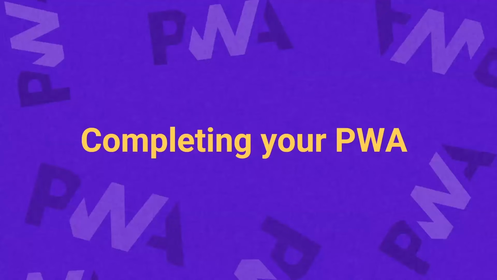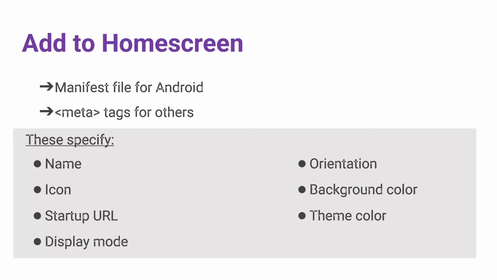Now we return to completing your PWA. Okay, we'll talk about adding to the home screen. Basically, different browsers use different ways. We can use a manifest file for Android to take the icon of the browser and put it on the home screen. Also, we can use meta tags for the same purpose.